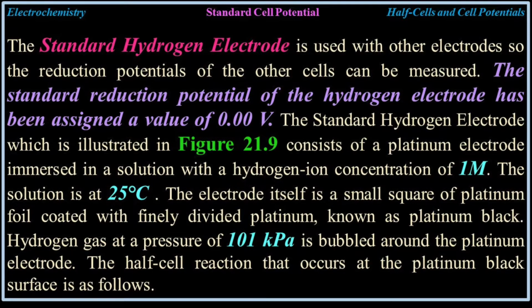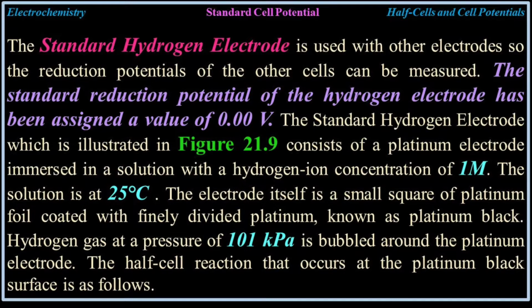The standard hydrogen electrode is used with other electrodes so the reduction potential of the other cells can be measured. The standard reduction potential of the hydrogen electrode has been assigned a value of 0 volts. The standard hydrogen electrode, which is illustrated in figure 21.9, consists of a platinum electrode immersed in a solution with a hydrogen ion concentration of 1 molar. The solution is at 25 degrees Celsius.